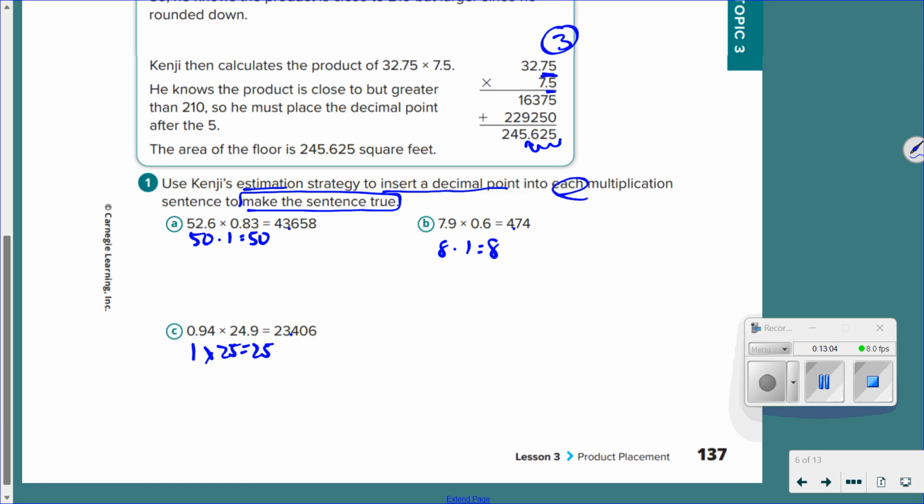Basically what they're saying, if I multiply the numbers, so if I do 526 times 83, it's going to equal 43,658. The estimation is just to help you understand where the decimal is going to go. Okay? Let's go to our next page.